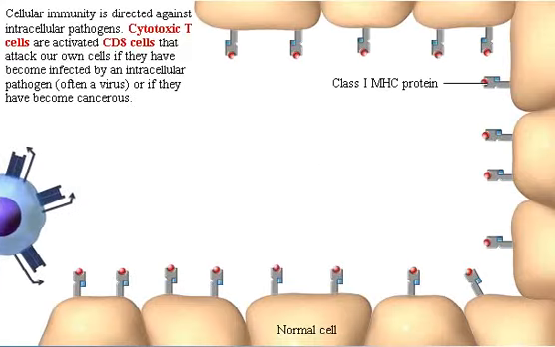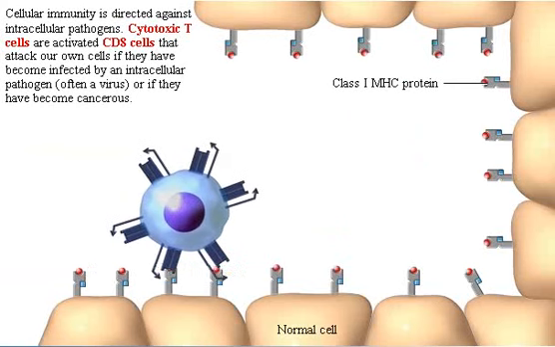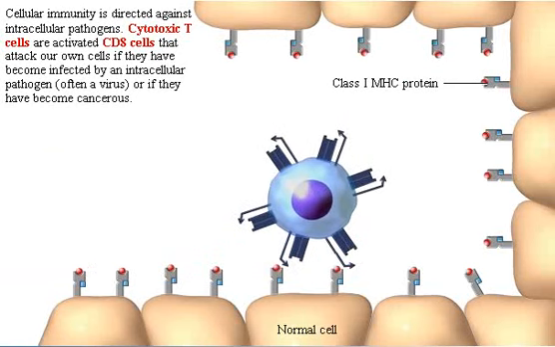In Topic 1, you learned that cellular immunity is directed against intracellular pathogens. Cytotoxic T cells are activated CD8 cells that attack our own cells if they have become infected by an intracellular pathogen, most often a virus, or if they have become cancerous.